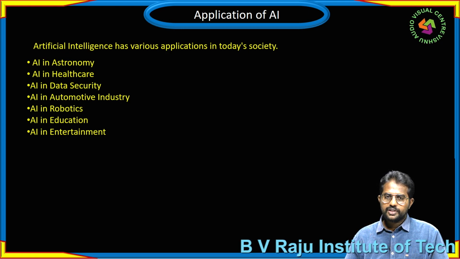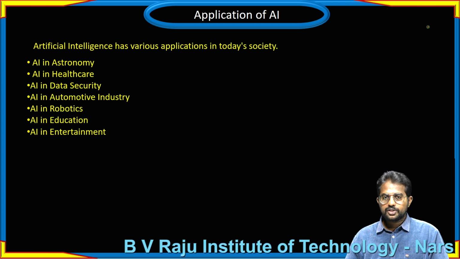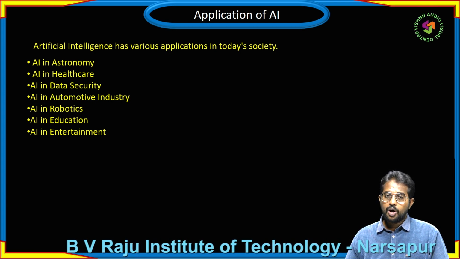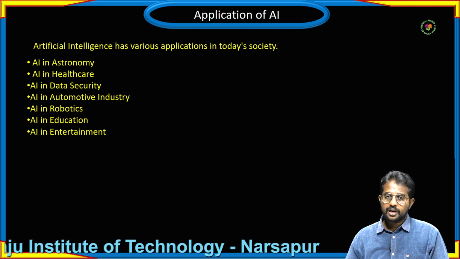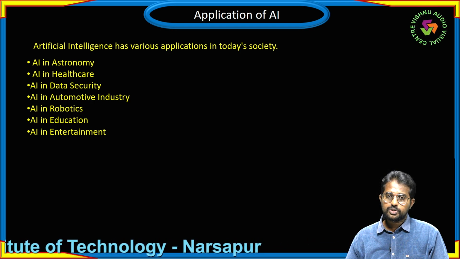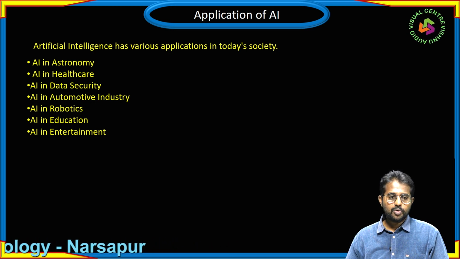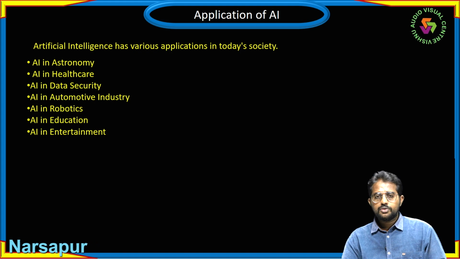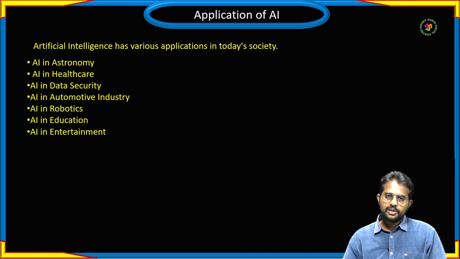So artificial intelligence is used in astronomy to solve complex universal problems, such as how the universe originated and how the universe works. Those questions will be answered using artificial intelligence programs. And we are using artificial intelligence in healthcare, for whatever disease diagnosis is going on.